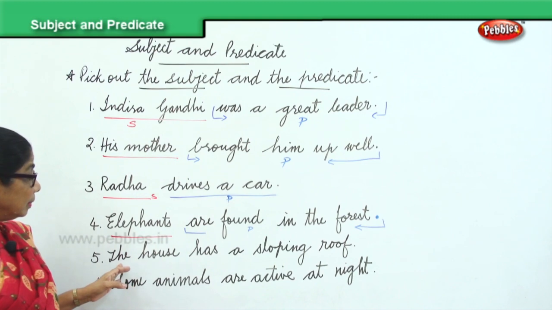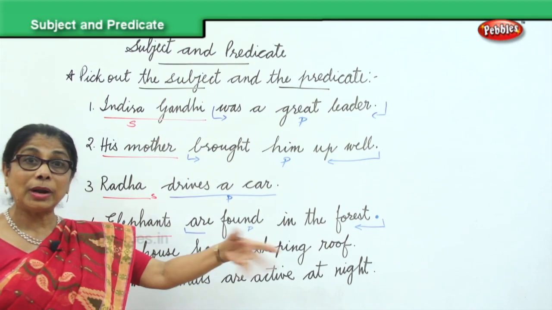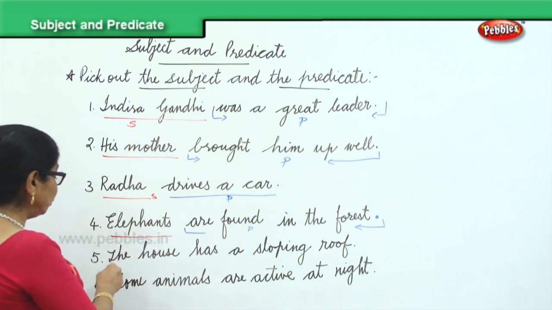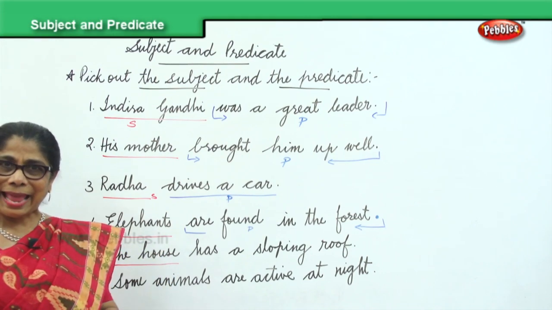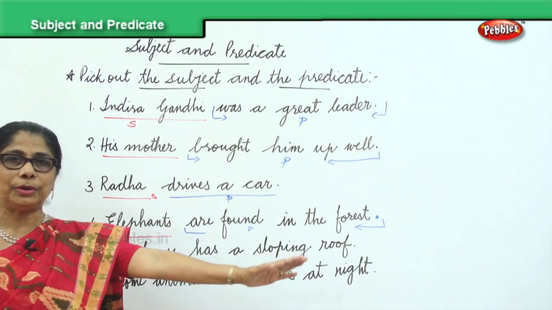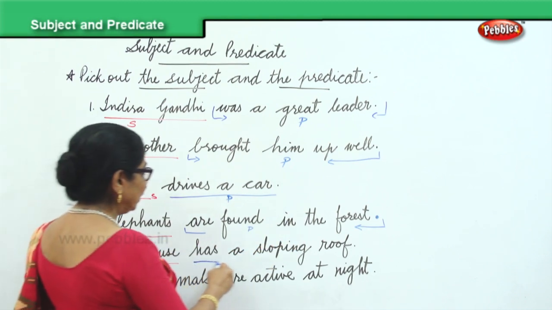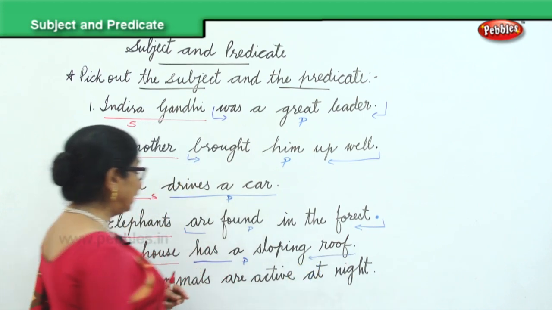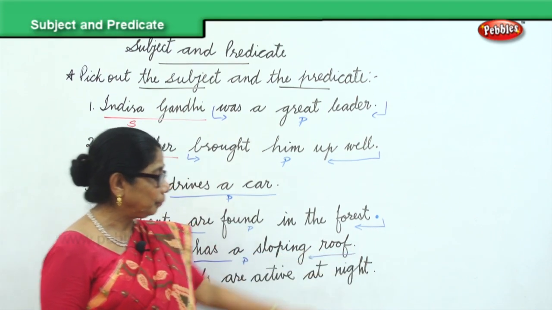Finally, you have the house has a sloping roof. What are we talking about? We are talking about the house. The house, that's the subject. What does the house have? Has a sloping roof. That is the predicate. Okay? And it begins with the capital letter and it ends with the full stop.